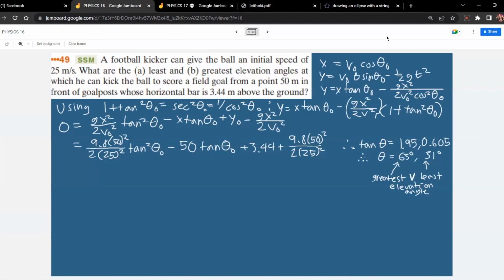Field goal po yung parang penalty shot. Yung parang dito po yung alam ko po yung from my knowledge. Dito po. Parang ganito po. Oo. The least and greatest whose horizontal bar is 3.44 meters above the ground.